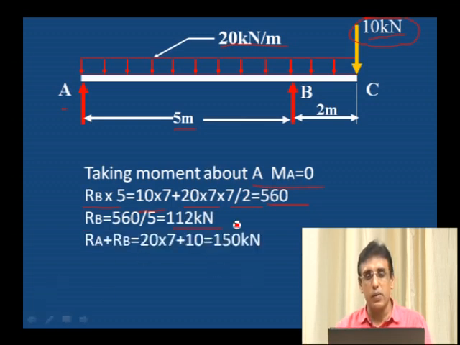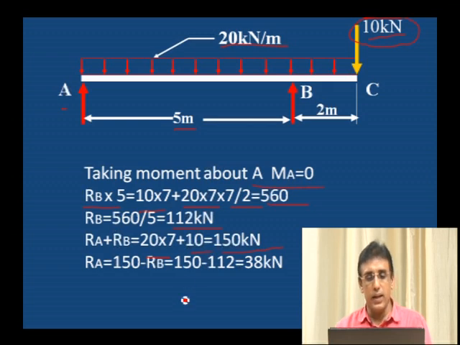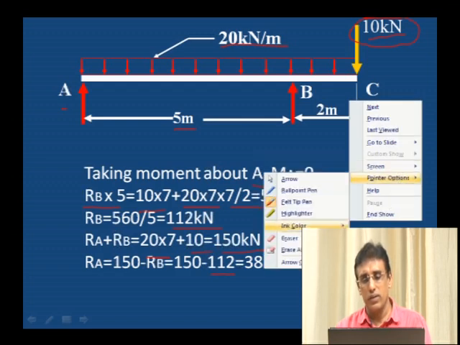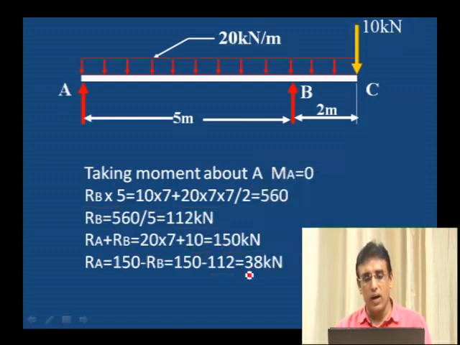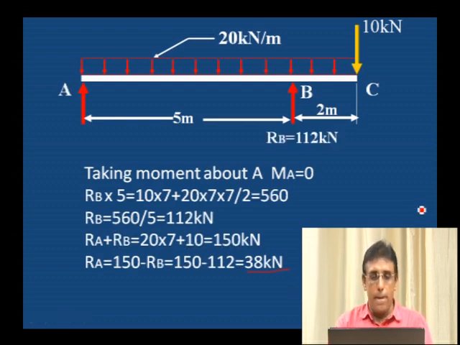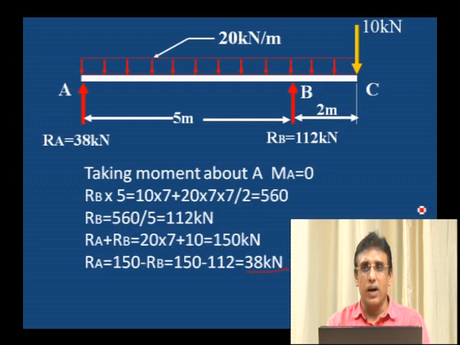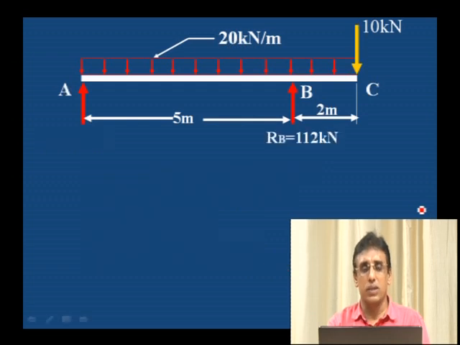RA plus RB must be equal to the total load. Total load is 20 into 7 plus 10 kilonewton point load. Therefore, 150 kilonewton is the total downward load. RA is equal to 150 minus the RB value. RB value we have already, 112 kilonewton. Therefore, RA is equal to 38 kilonewton. We have the values of RA and RB. Let us calculate shear force.